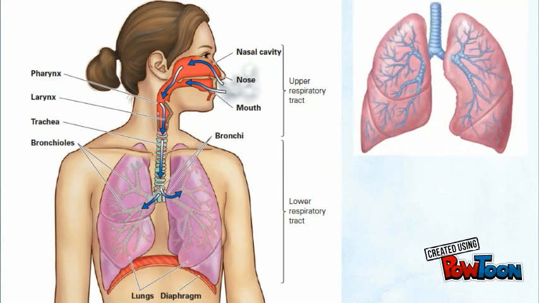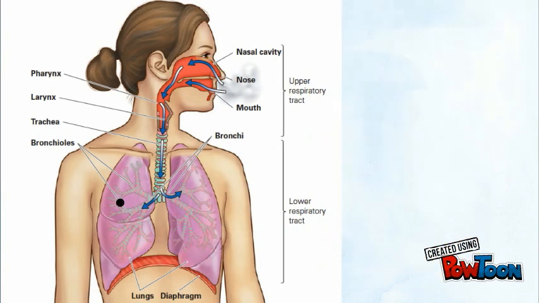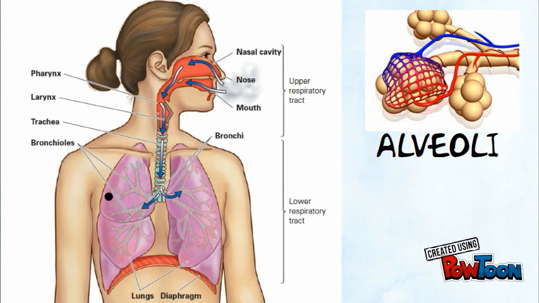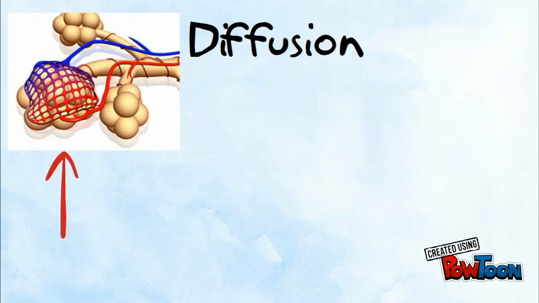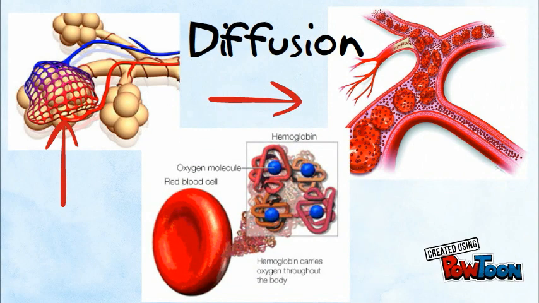Lungs are sponge-like organs that expand and contract when we breathe. This is controlled by the diaphragm, which is the only muscle in the respiratory system. At the end of the bronchioles, the oxygen molecule is forced into tiny little sacs called alveoli. The alveoli are covered in capillaries. The oxygen diffuses into these capillaries from the alveoli into the bloodstream. The oxygen molecule then attaches to hemoglobin, which is attached to red blood cells.